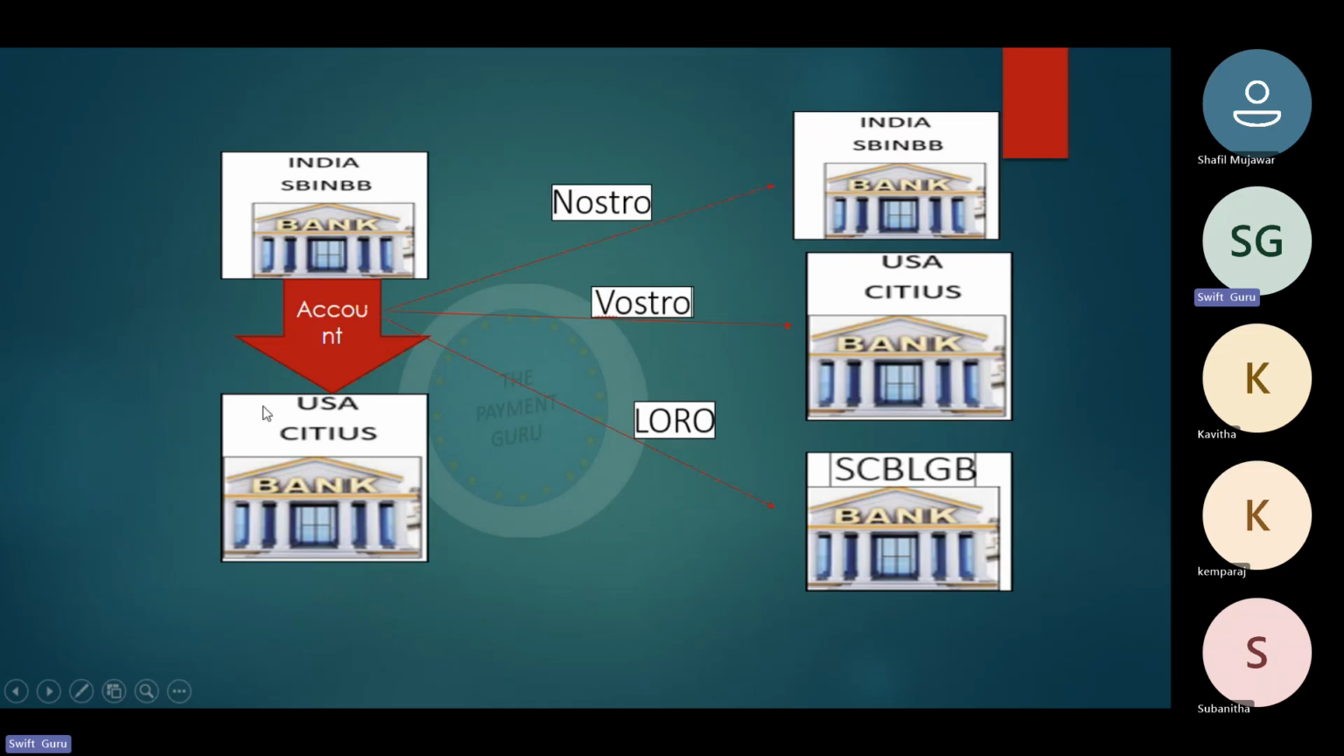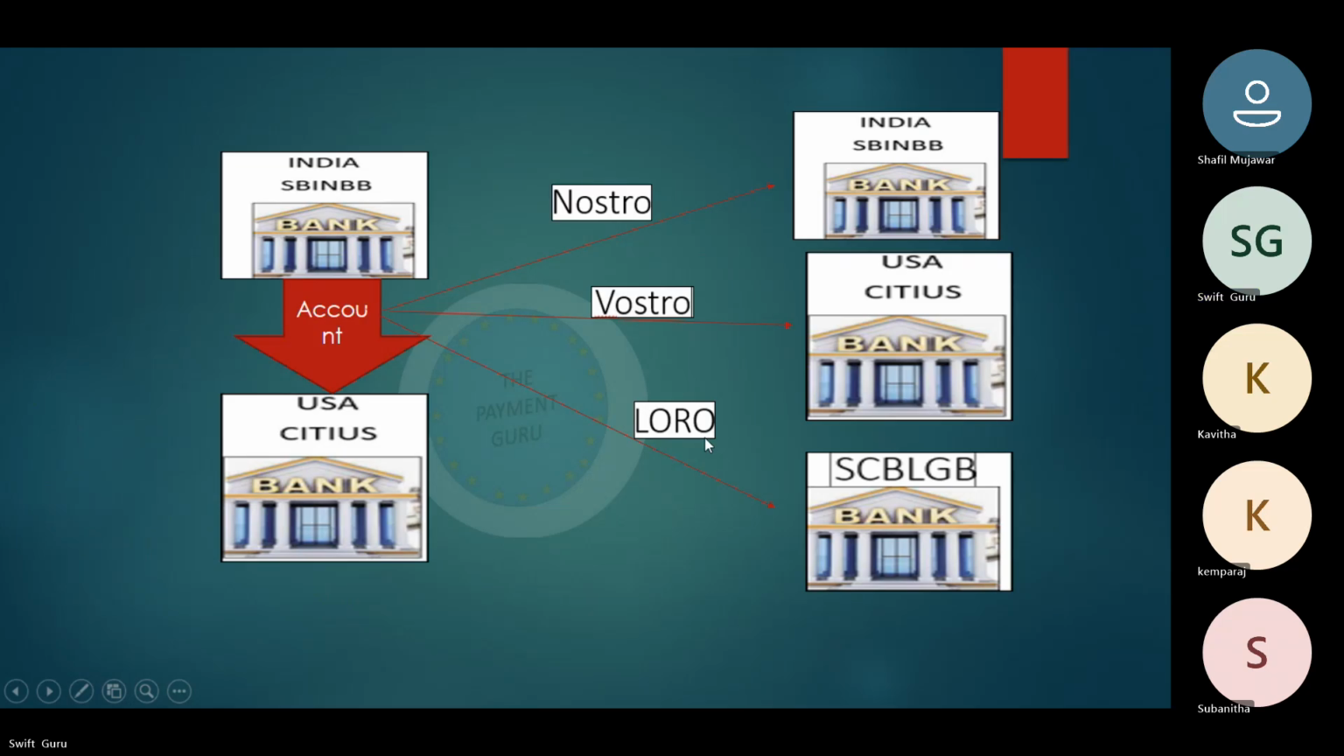Now, Citi US Bank in this case is the account servicing bank; they are servicing the account, right? They have opened it in their bank. So since they are the account servicing bank, they will see the account which they have opened for the State Bank of India as a Vostro account. They will call that same account a Vostro account. In our example, where Standard Chartered Bank Great Britain was involved, they will call that account a Loro account.